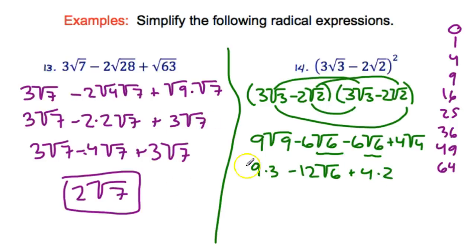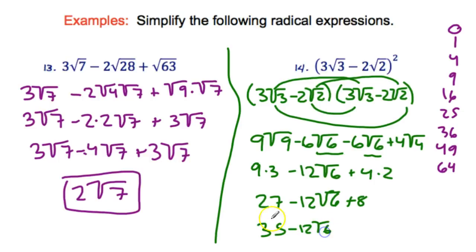Okay, so now I just got to multiply. 9 times 3, 27, minus 12 radical 6 plus 8. Right? 4 times 2 is 8. And now I can do 27 plus 8. What's that? 35. And I have minus 12 radical 6. And that's it. Whew! We did it.